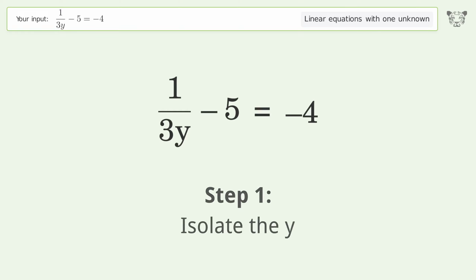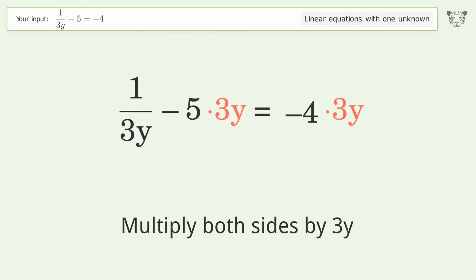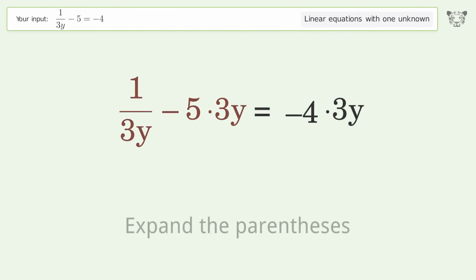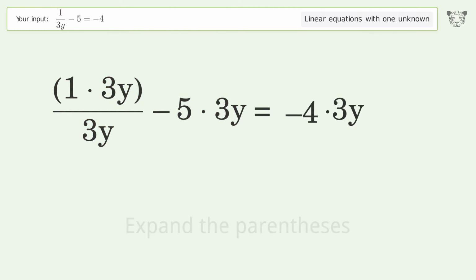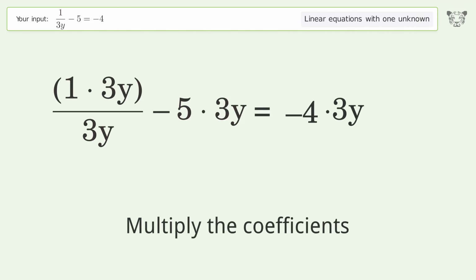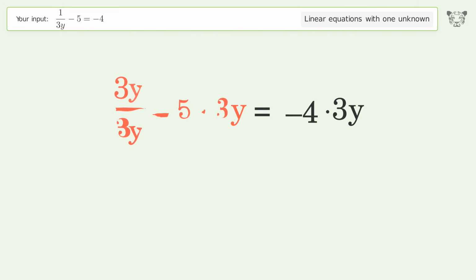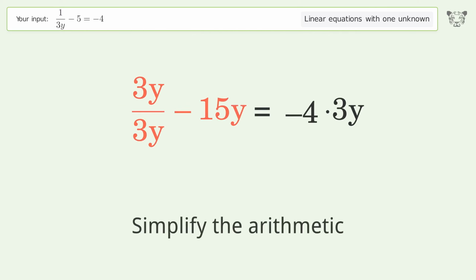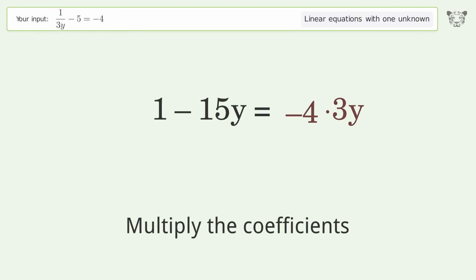Isolate the y. Multiply both sides by 3y. Expand the parentheses. Multiply the coefficients. Simplify the arithmetic. Multiply the coefficients.